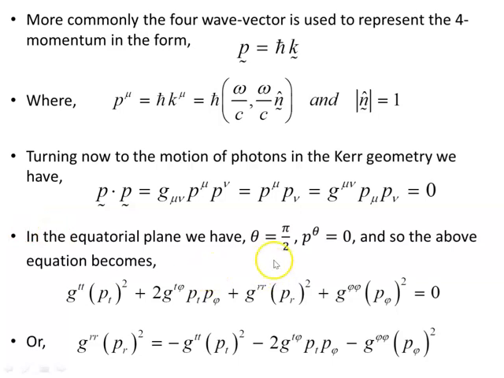Now in the equatorial plane we have theta as pi on 2, and p theta, the polar angle component of momentum, is 0 because we want to be in the equatorial plane.